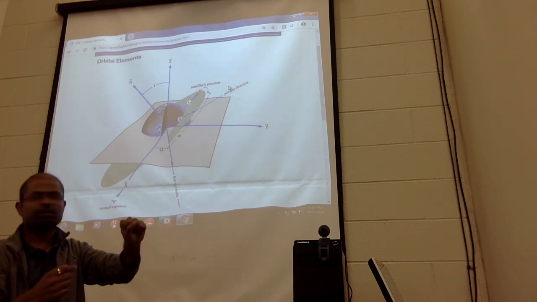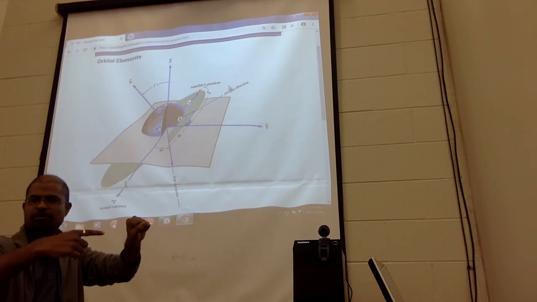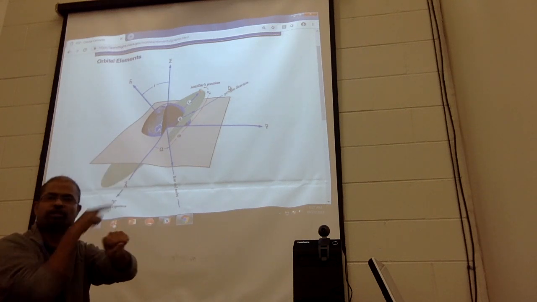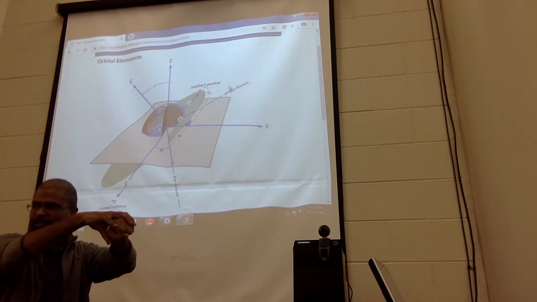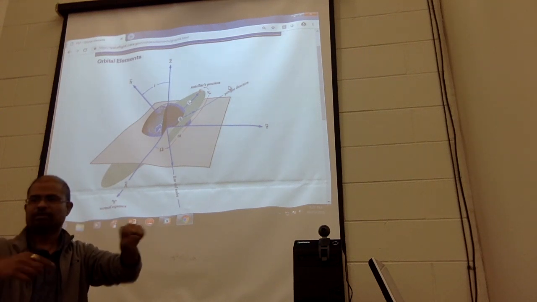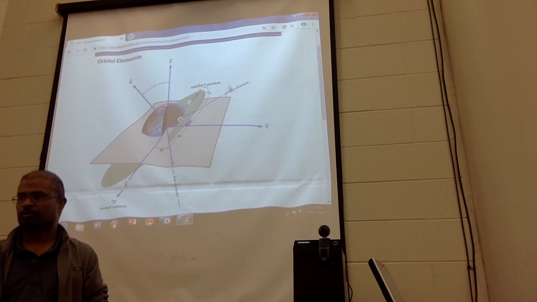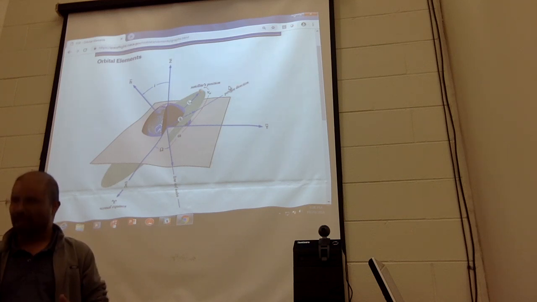If this is the Earth, can you orbit like this? No. Can you orbit like this? No. It has to always do this. This has to be at the center. Keep in mind, you cannot orbit in a separate plane which does not intersect with the equatorial plane. You cannot have an orbital plane which does not intersect with the equatorial plane. It has to intersect with it.